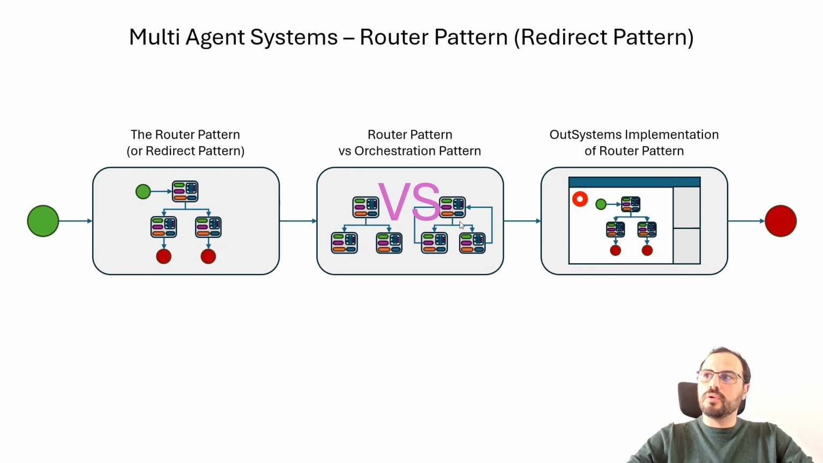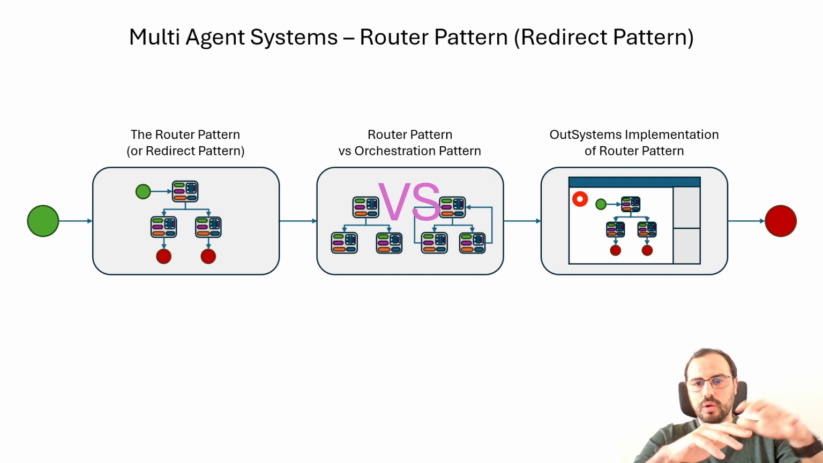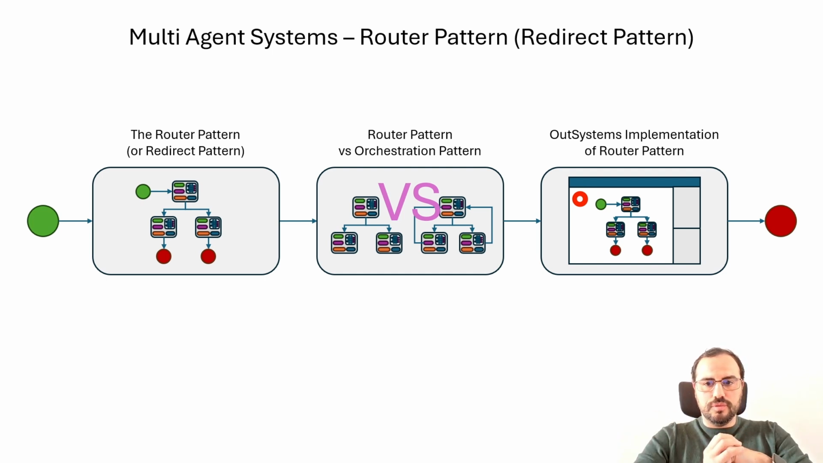For today we are going to talk about these three points. First, I'm going to introduce the router pattern, or redirect pattern, and explore it a bit. Then we are going to compare what makes a router pattern a router versus an orchestrator pattern. And finally, we are going to explore this pattern in a specific use case, in an OutSystems demo, in an application called Document Redirect Manager. So this will be a much smaller video, but I'm going to bring another multi-agent system pattern for us to explore.